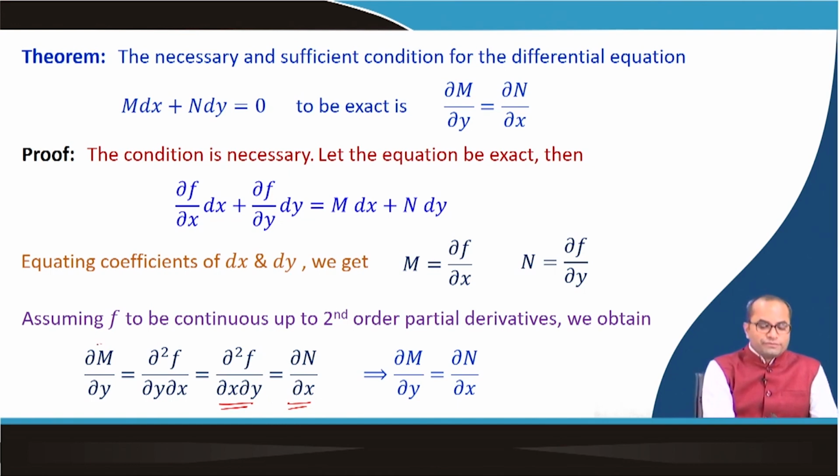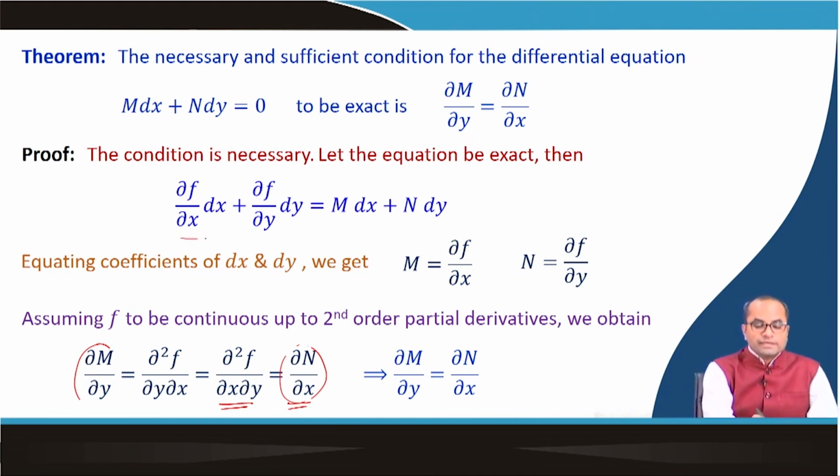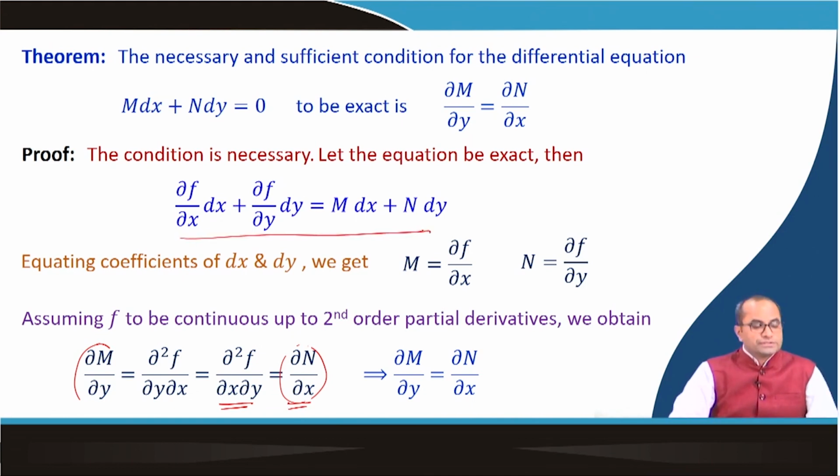And therefore, what we got here is that del M over del y is equal to del N over del x. That is the necessary condition for exactness. That means if the given differential equation is exact, then del M over del y must be equal to del N over del x.